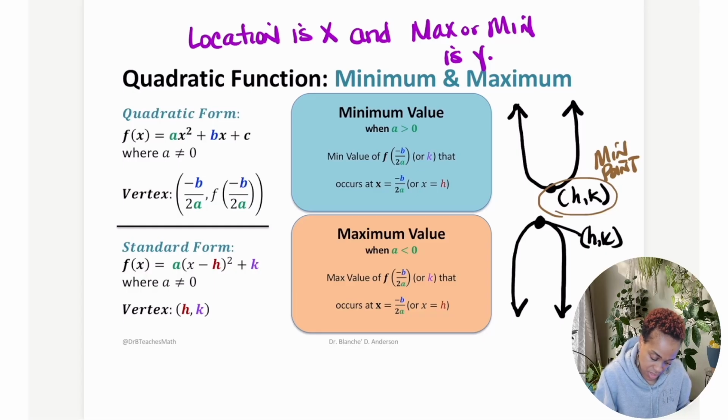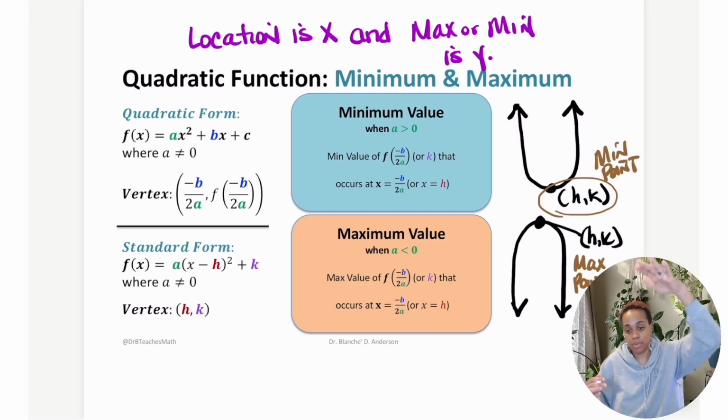Right? And then this would be a max point. Okay, that would be a max value. I'm running out of room. But that would be your maximum point. So you would say I had a maximum point at this y value, and it's located at this x position.